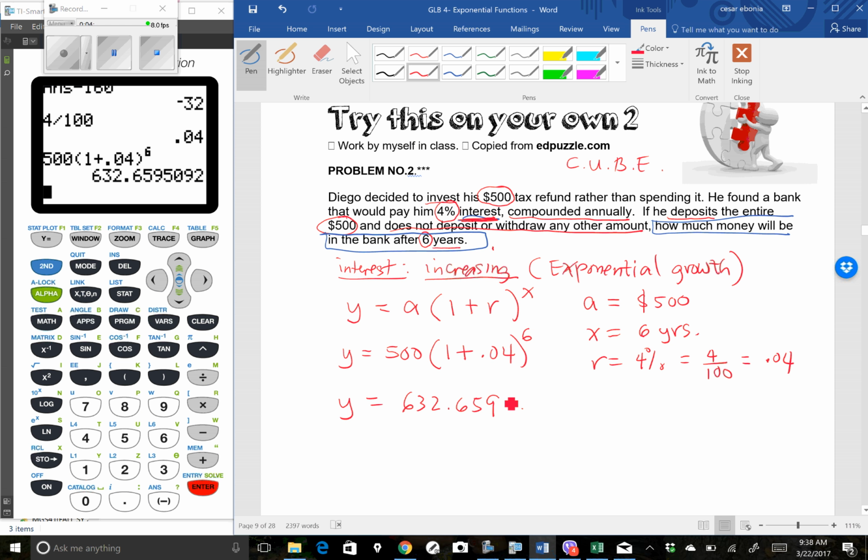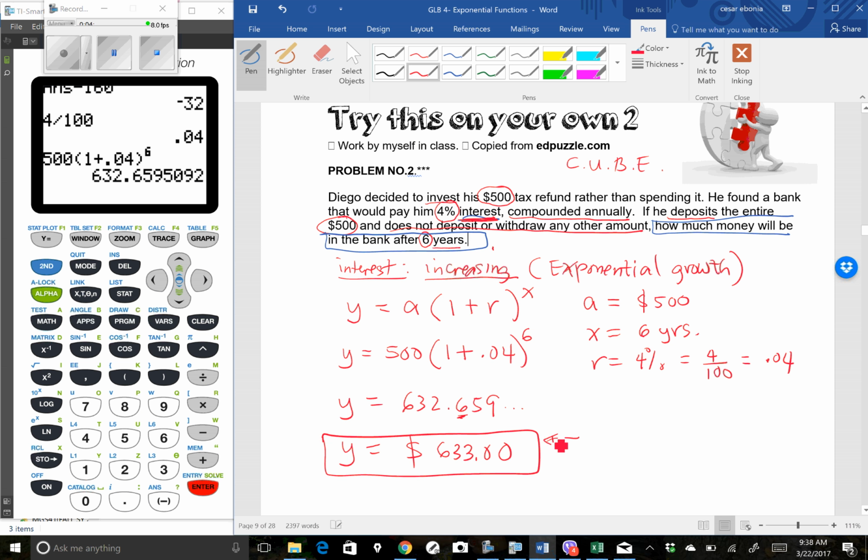Okay. Now, it did not say where to round this off. I suggest that you round this off to a whole number because you are given whole numbers here. So shall we just round this off to whole numbers? So this one actually becomes, after 2 is 6, $633. So approximately this would be your money in the bank after 6 years.